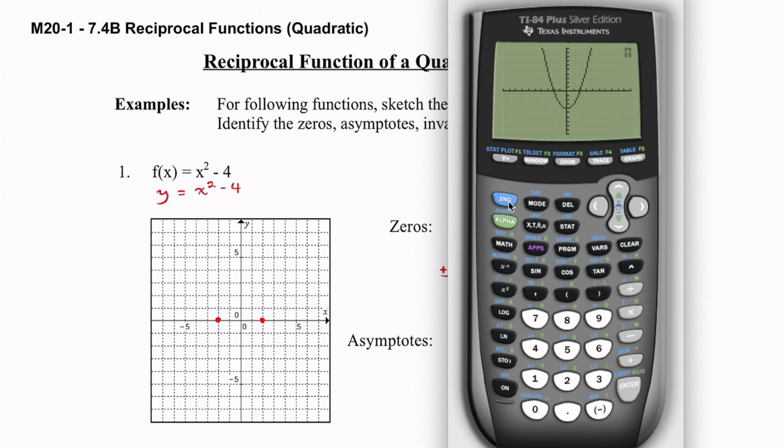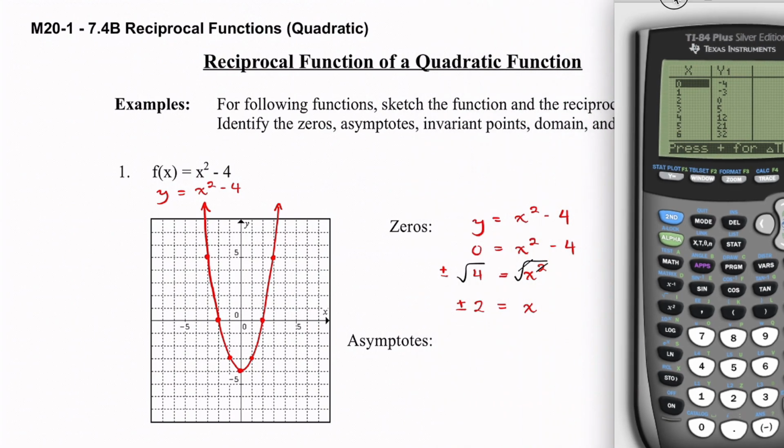So I'm going to click second graph to get to my table, and I'm going to plot some of these points. At 0, it's at negative 4. That's right there. At 1, it's at negative 3. So that is right there. And at 3, it is at 5. So 3 over, we're way up at 5, and then we're going to get the same points on this side because this is a parabola and parabolas are symmetric. So we're also going to have a point right here, and a point right here. And then I can draw my parabola going through those points. So that would be my original function.